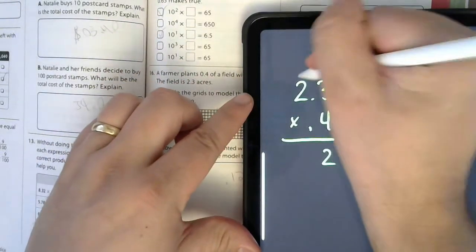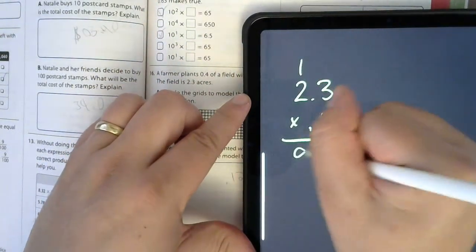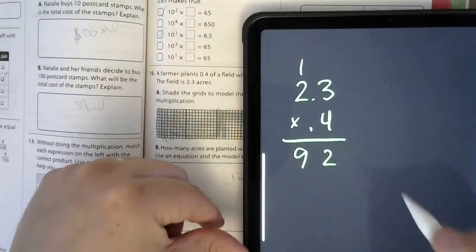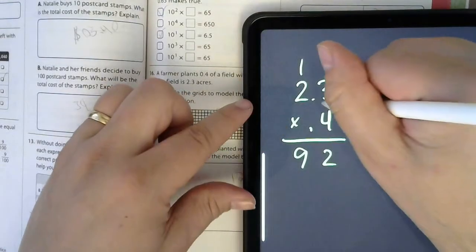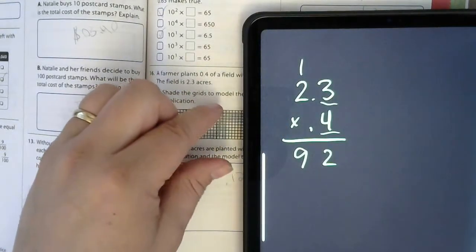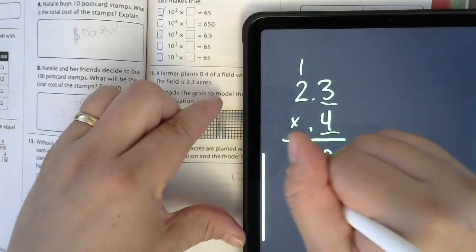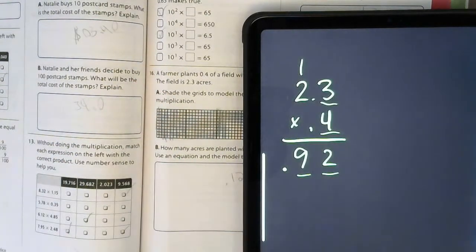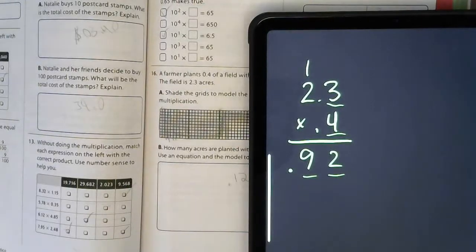4 times 3 is 12. 4 times 2 is 8, plus 1 is 9. And I don't really need that placeholder 0. I got excited there. I would just get 92, but then I have 1 decimal space, a 2nd decimal space. So I move my decimals over. And my answer here is 92 hundredths. 92 hundredths of an acre will be planted.